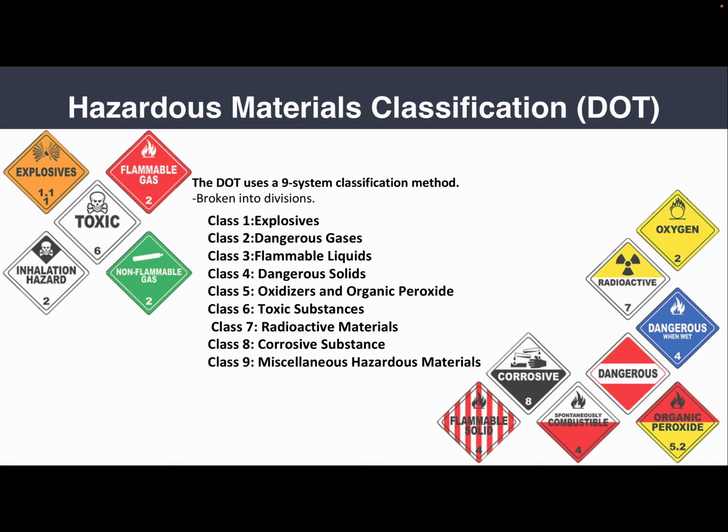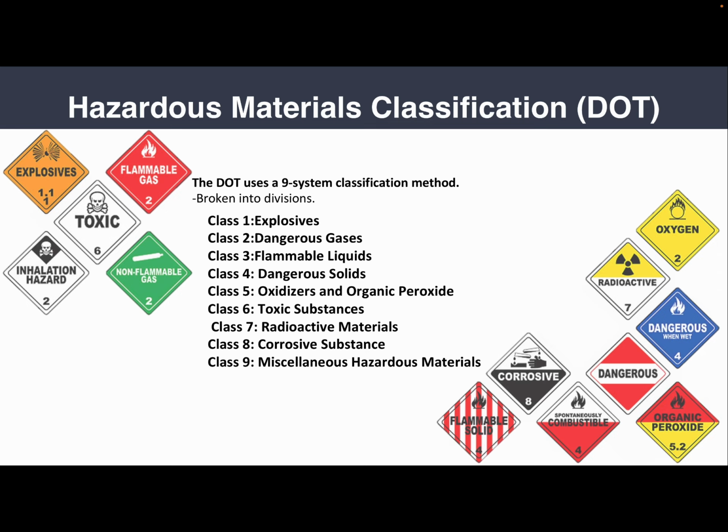Class 7 is radioactive materials, such as uranium. Class 8 is corrosive substances that can destroy tissue or metals. And finally, Class 9 is materials that do not fit elsewhere but still pose a risk, like lithium batteries and dry ice. This system ensures that every material transported by road, air, or sea is properly labeled, packaged, and handled according to its risk category.